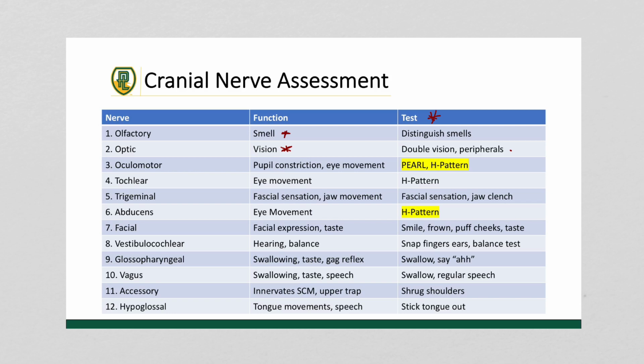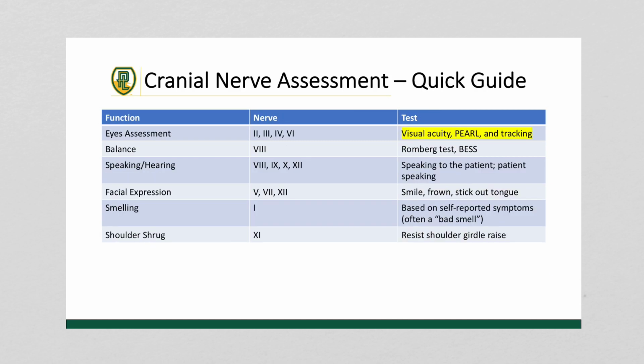And then for glossopharyngeal, just say ah, right? For vagus, make them swallow. For accessory, shrug. And then hypoglossal, have them stick their tongue out.